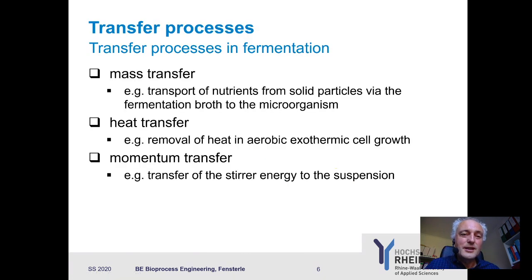Okay, so we now first have a look, if we talk about mass transfer in fermentation, we first have a look what transfer processes are there. So what type of transfers do we have? So we have three general types of transfers, and that's what you know already from thermodynamics. We have mass transfer, we have heat transfer, and we have momentum transfer. Mass transfer is, for example, the transport of nutrients from solid particles via the fermentation broth to the microorganisms. Very simple. Heat transfer, we have talked about that in energy balances. This is taking out the heat of the system, for example.